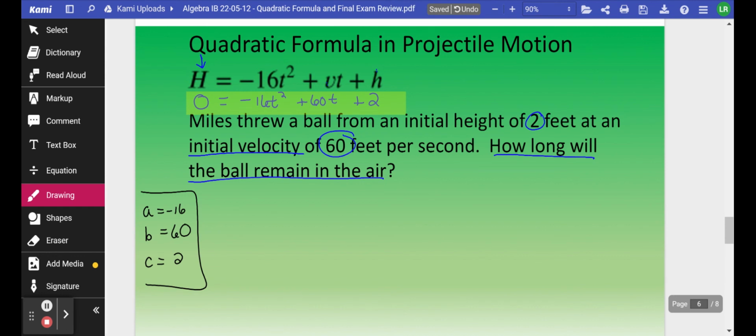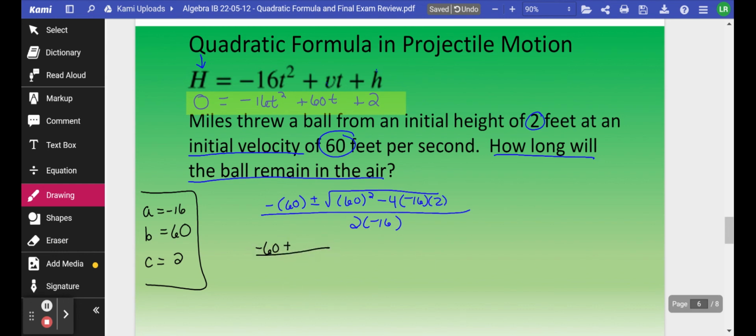And I do my quadratic formula. Negative 60 plus or minus square root of 60 squared minus 4 times negative 16 times 2 all over 2 times negative 16. Break up my two fractions. Negative 60 plus something divided by negative 32, and negative 60 minus something divided by negative 32. And I need to figure out the square root part. So let me type that in.